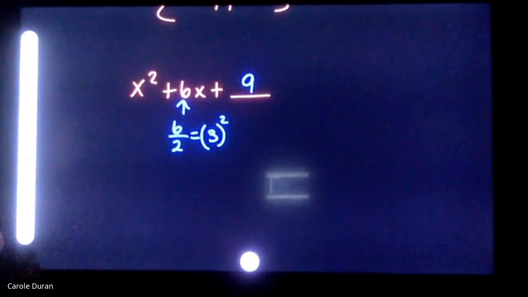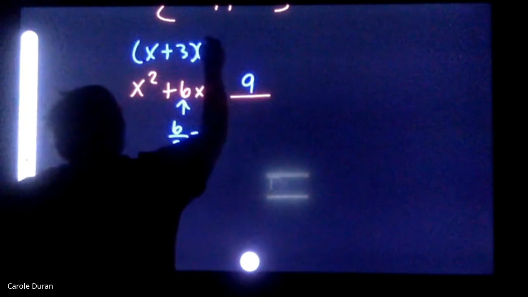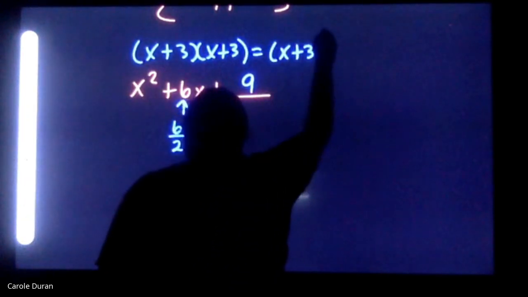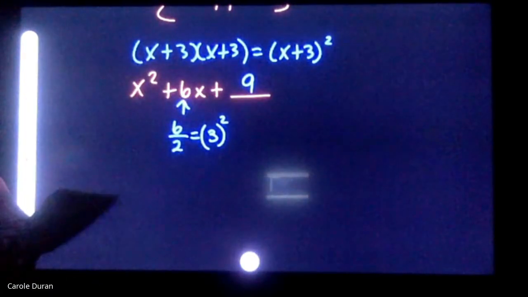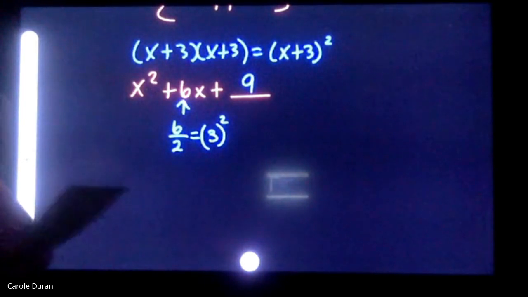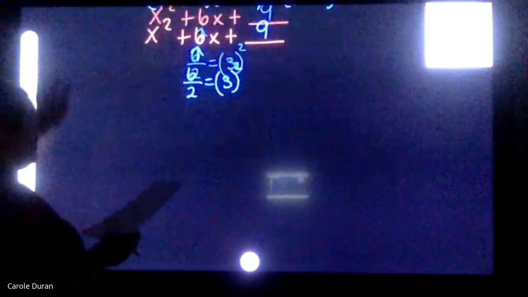I know this works because when I go to factor this, I'm going to get x plus 3 times x plus 3, which I can rewrite then as x plus 3 squared. Okay, so that's how I verified that it works. This leads us directly into 36, which is where I'm actually solving a quadratic by completing the square.